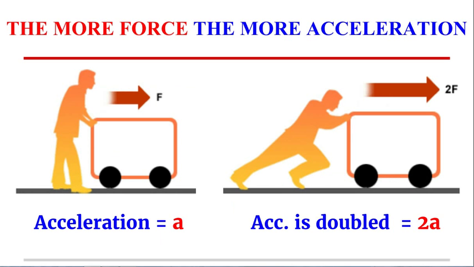The more force, the more acceleration. Here, a man is applying force F on a cart. Let the acceleration produced in the cart be A. If the man doubles his applied force, now the force applied is 2F, and in this case the acceleration has to be doubled according to Newton's second law. Hence, the acceleration produced in the cart now is 2 times the acceleration produced earlier. So, the more force, the more acceleration on the body of same masses.